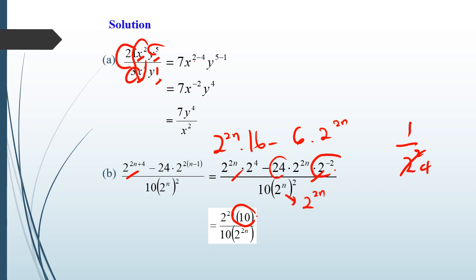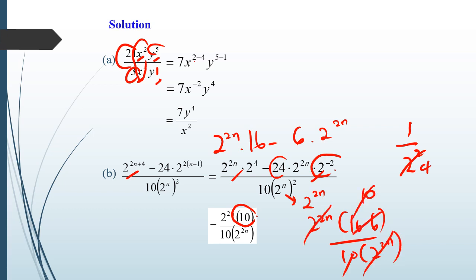So after we factorize 2 to the power of 2n, we get 16 minus 6 over 10 multiplied by 2 to the power of 2n. This is equal to 10 over 10, and 2 to the power of 2n over 2 to the power of 2n is equal to 1. Okay?